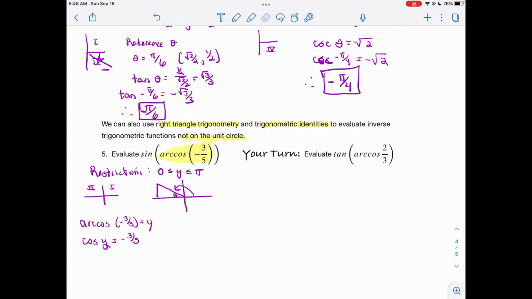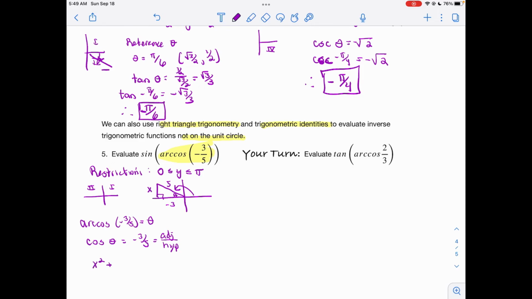Better thought. Let's use theta instead of y in this case, because I'll use y up there, and that represents something else with my restriction. So cosine of theta is equal to negative 3/5. And I recall that cosine is adjacent over hypotenuse. And so labeling my right triangle, my adjacent side would be negative 3, my hypotenuse would be 5. And so in order to find sine, I need to find my opposite side. So I'll label that as x.